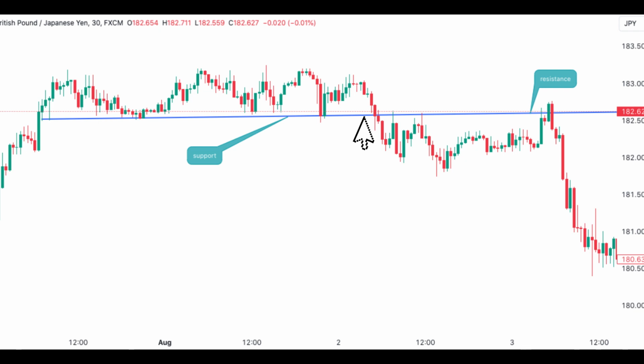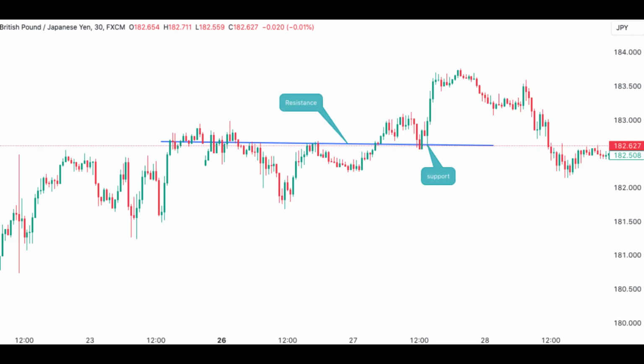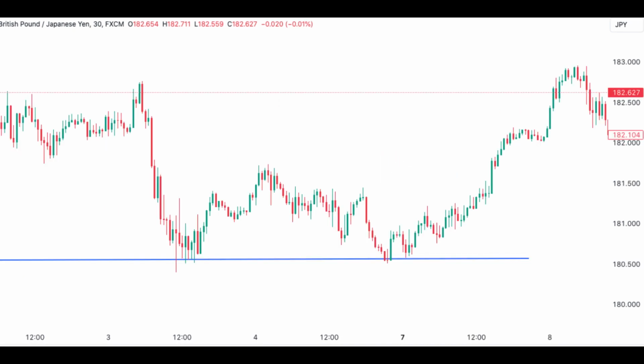Like here, price breaks through this support and uses it as a resistance. While when price breaks through a resistance level, it turns to a support, like here, price broke through this resistance and it becomes your support. To trade this strategy, wait for price to come to this support level.